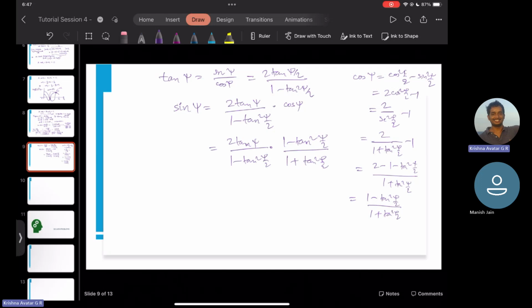Right? And then what happens is this 2 cancels out. So we have 2 tan psi by 2 divided by 1 plus tan squared psi by 2. And you know already about cosine, it is of course obvious. It is 1 minus tan squared psi by 2 divided by 1 plus tan squared psi by 2. So this was the actual derivation, which was just skipped during the class, right?